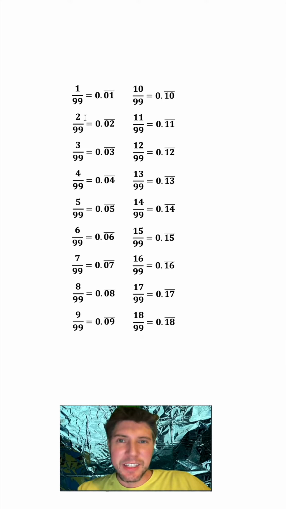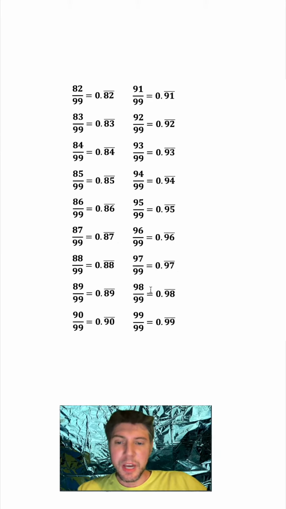If 99 is in the denominator, whatever number's in the numerator, it's a 2-place value version of that number. So 1 would be 0.01 repeating, 7 is 0.07 repeating, 16 would be 0.16 repeating. We can go all the way down to 98 would be 0.98 repeating, and 99 would be 0.99 repeating.